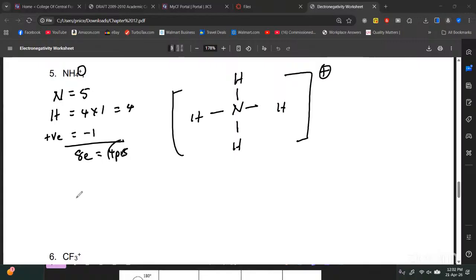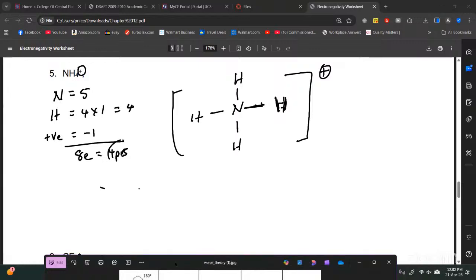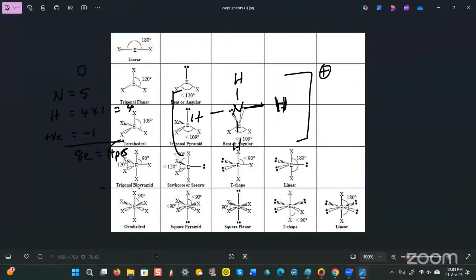Okay, so what do you think the next step is? Okay, so we have a central atom bonded to 4 other atoms. So what geometry would that correspond to? Here's the chart. Which structure corresponds to a central atom bonded to 4 other atoms?